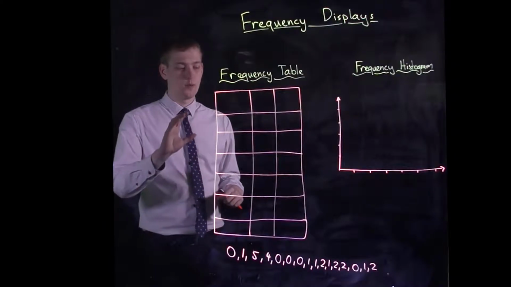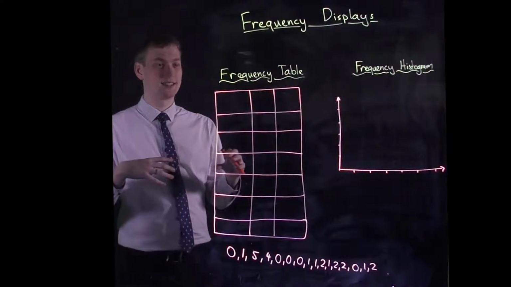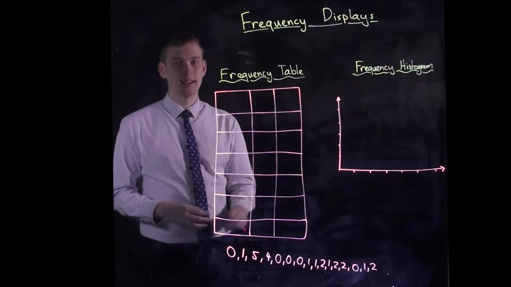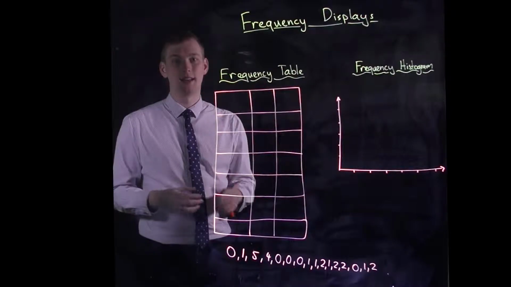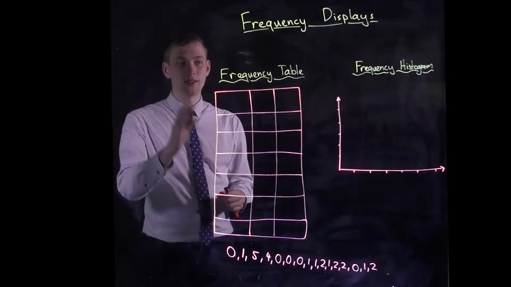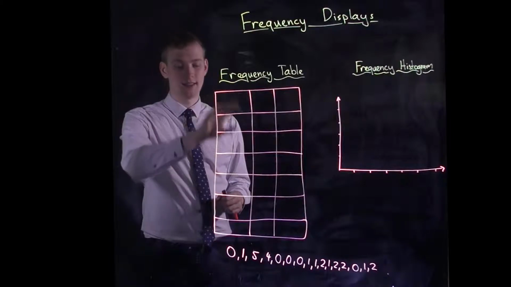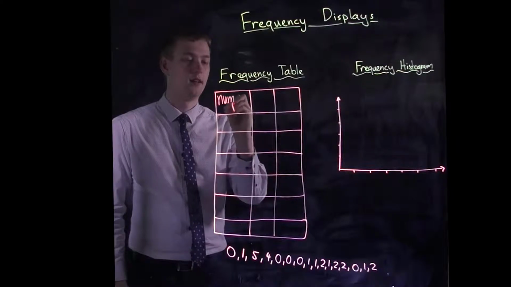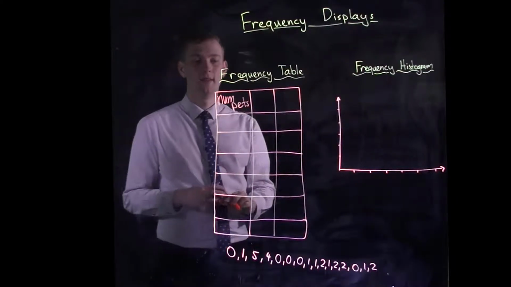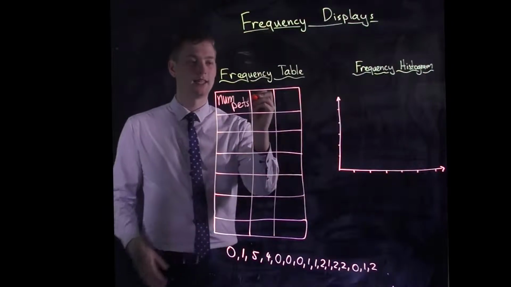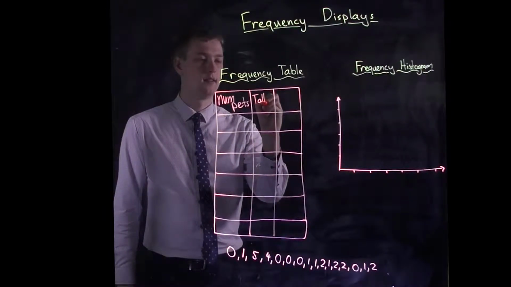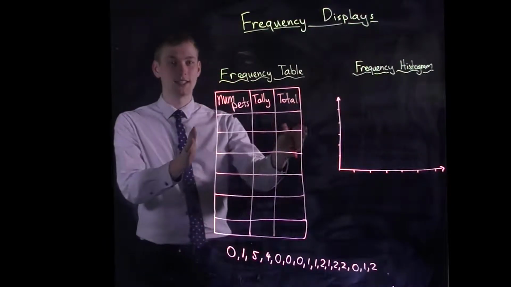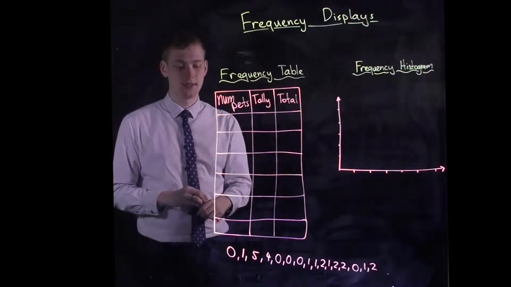So firstly, the question that we're answering is asking us to make a frequency table, frequency histogram and polygon using this data, which is the number of pets that people in our class have. Now with a frequency table, the first column is going to be the thing that we're measuring. So it's going to be the number of pets. The next column is just going to be a tally. And then finally, we have our total.